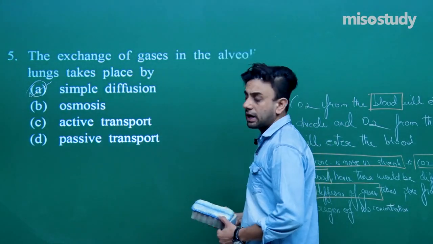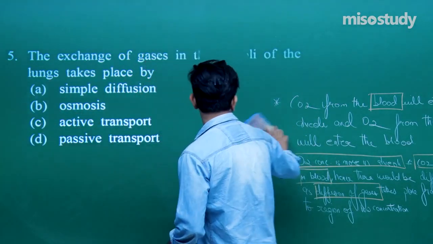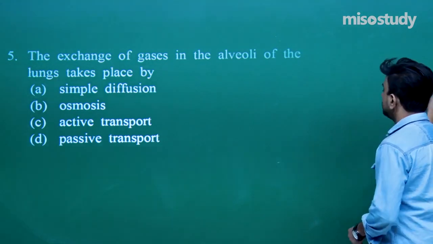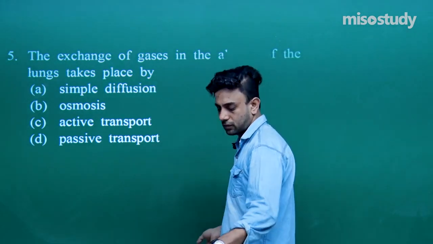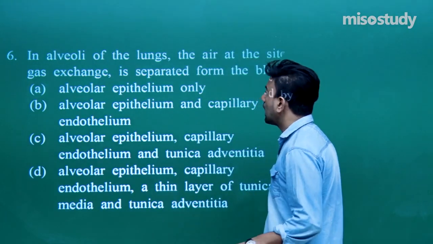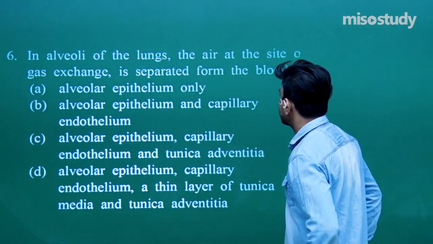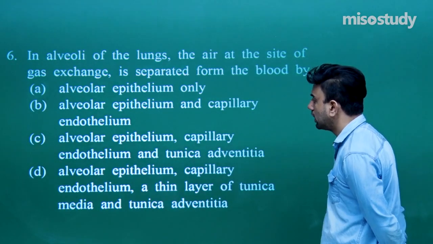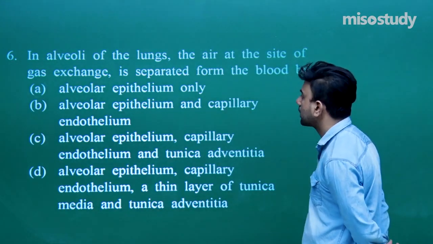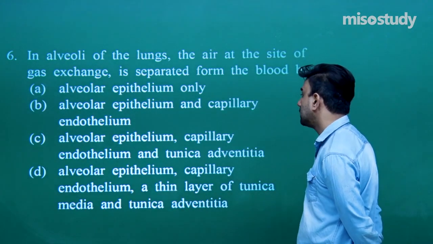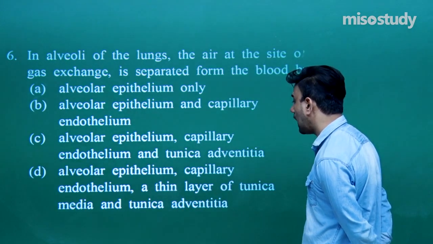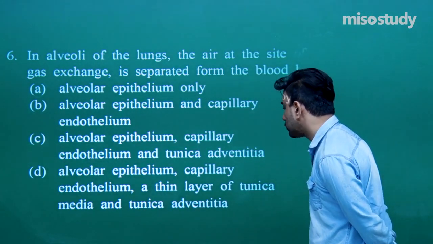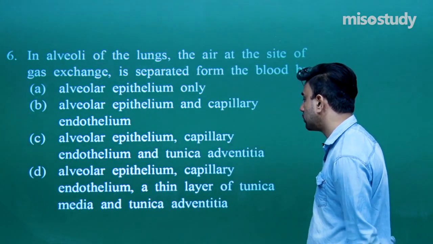Now, we will move on to the next question, that is the sixth one we will do. In alveoli of the lungs, the air at the site of gas exchange is separated from the blood by the: first one, alveolar epithelium only; alveolar epithelium and capillary endothelium; alveolar epithelium, capillary endothelium and tunica adventitia; and then D, alveolar epithelium, capillary endothelium, a thin layer of tunica media and tunica adventitia.